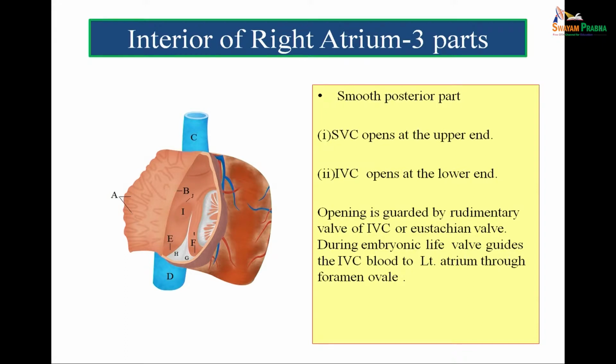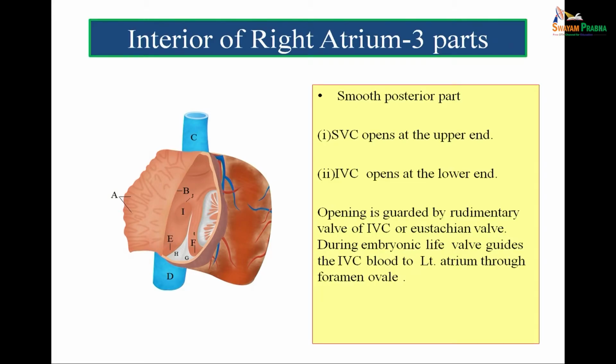Now, into the smooth posterior part, the superior vena cava opens at the upper end, and the inferior vena cava opens at the lower end. The superior vena cava is marked by C in the figure and the inferior vena cava is marked by D. The opening of the inferior vena cava is guarded by a rudimentary valve of the inferior vena cava or Eustachian valve. Now, this Eustachian valve is shown by H in the figure, and during fetal life, it directs the inferior vena cava blood into the left atrium through the foramen ovale. Now, F shows the opening of the coronary sinus in the smooth posterior part, and G is the valve of the coronary sinus. The opening of the coronary sinus lies between the septal leaflet of the tricuspid valve and the opening of the inferior vena cava. So, the opening of the coronary sinus is marked by F in the figure.